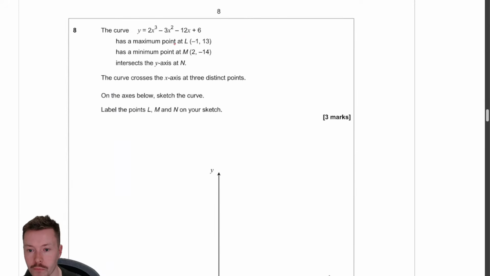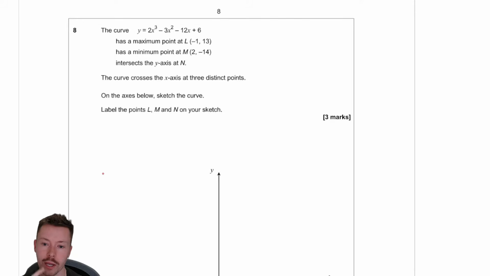Let's have a quick look at this one. Got a curve, got maximum point and minimum point, intersects the y-axis. Sketch the curve. So what you need to do for this is, on the axis sketch, label the points L, M and N. It crosses the axis at 3 distinct points. Doesn't say you need to label them. Now normally you would label them. However, I don't think they're going to expect you to find the roots for this. Oh, you've got a different way to do it. Fair enough. Yeah, that's good.